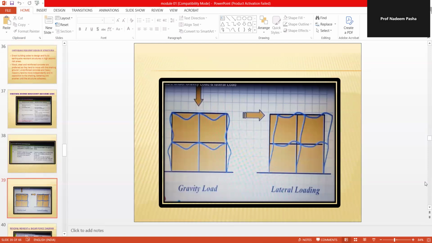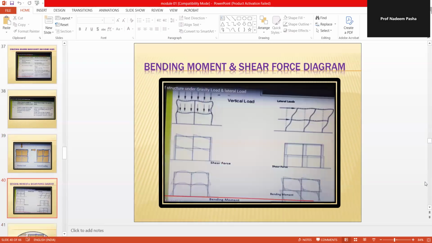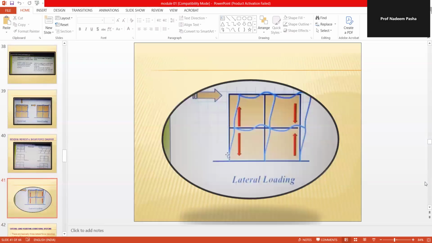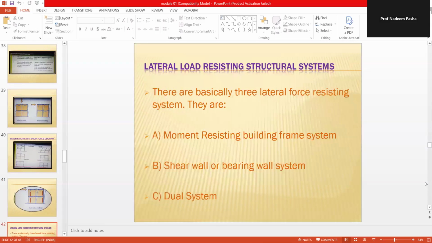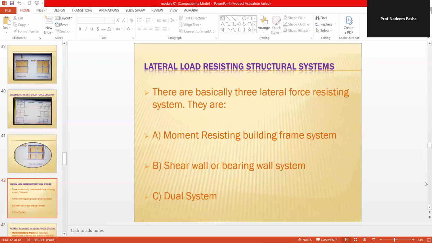So gravity load, lateral loading, bending moment and shear force diagram. This is lateral loading. Lateral load resisting structural system. There are basically three lateral force resisting systems. They are moment resisting building frame system, shear wall or bearing wall system, and dual system.